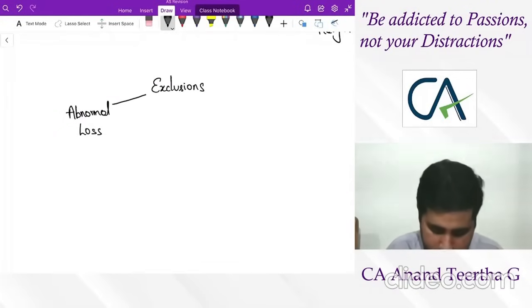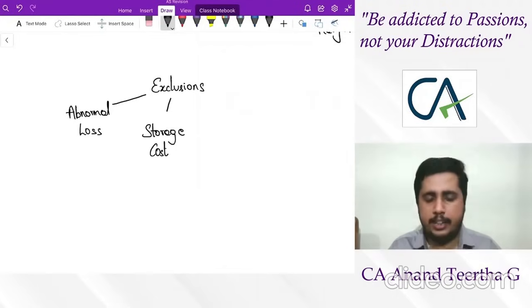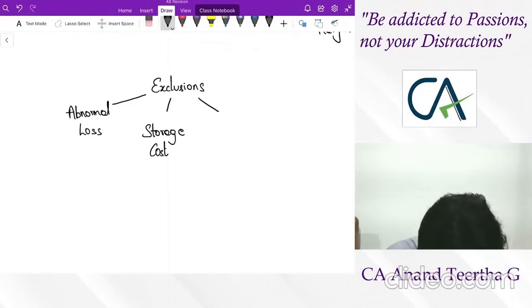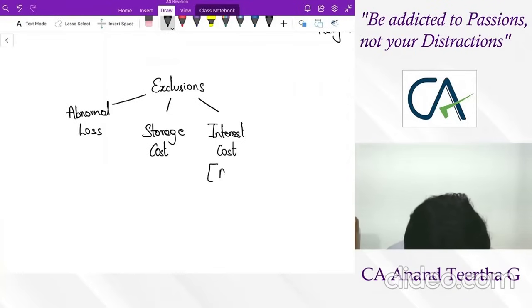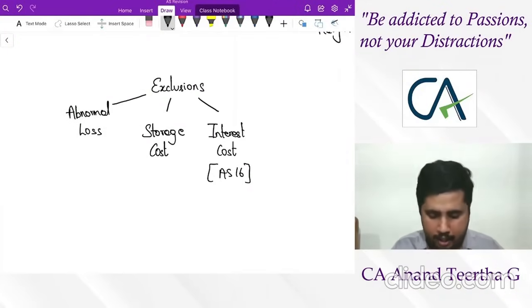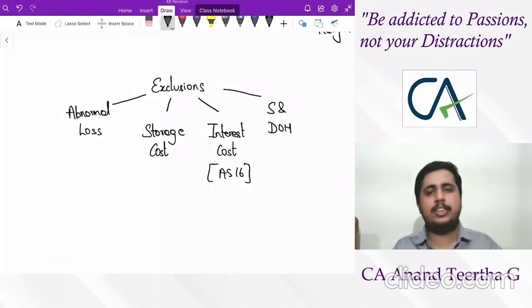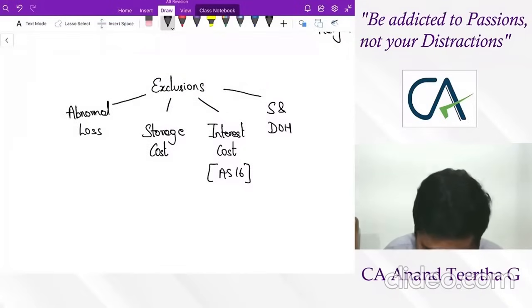So they are excluded. Second, storage costs are excluded. Third, any interest cost is also excluded. It could be included only if it is permitted by AS 16. So interest depends upon AS 16 and accordingly it will be allowed. Fourth, selling and distribution overhead is always excluded because it is never related to production. So selling and distribution overheads are excluded.